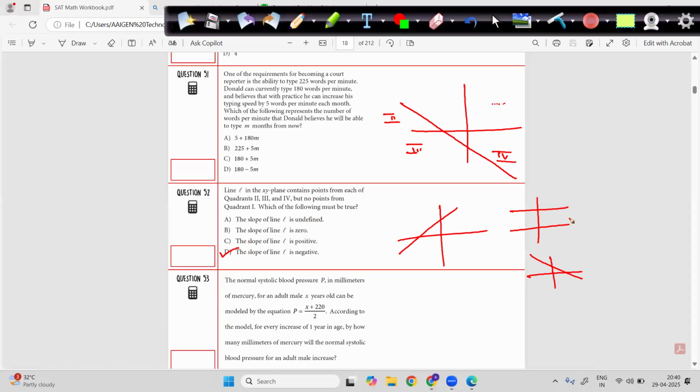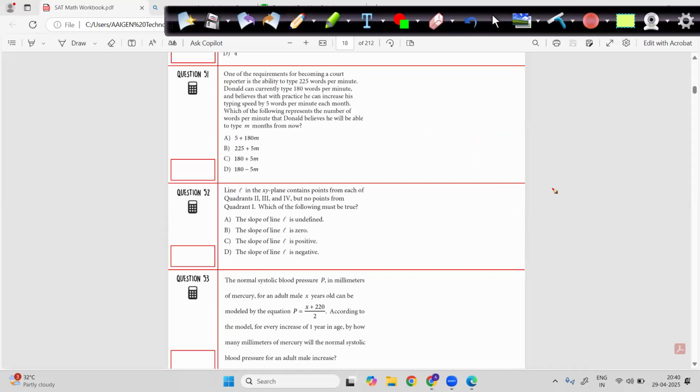Questions would be simple. The only thing is, please see 51, because it is a word problem, right? Some of you might get stuck or find it difficult. I'll help you solve it. Please see question number 51, how to solve this.